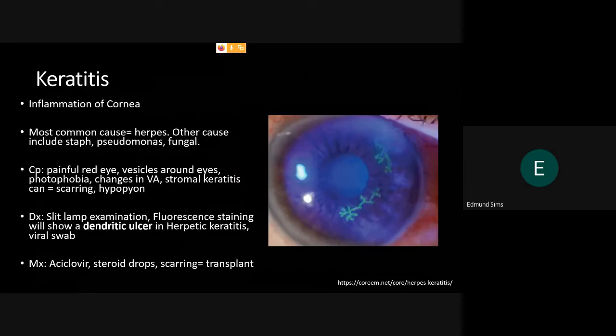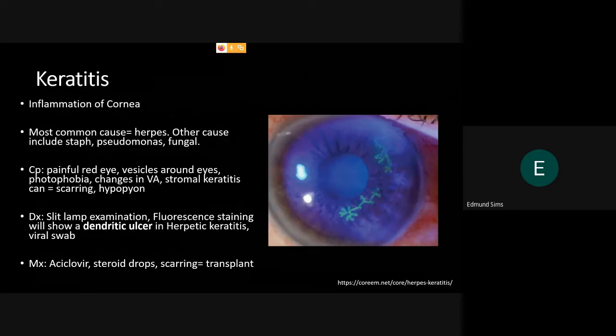Okay, keratitis. So as Sarah mentioned, this is one of the differentials. It's inflammation of the cornea. The one that you probably need to know about is herpes. So you can get painful red eye, vesicles around the eye.